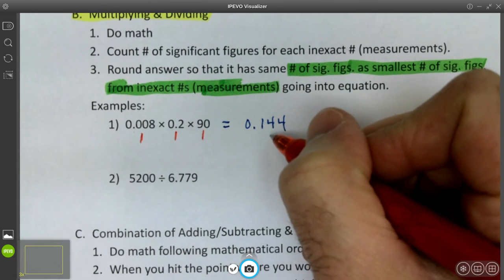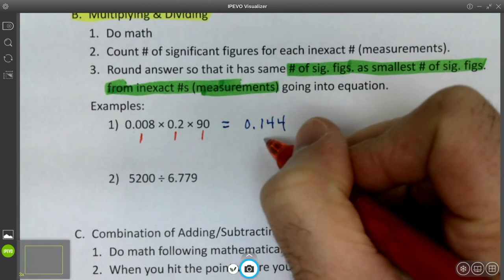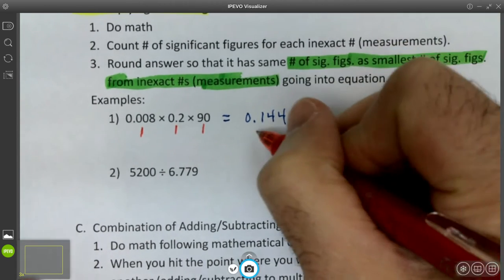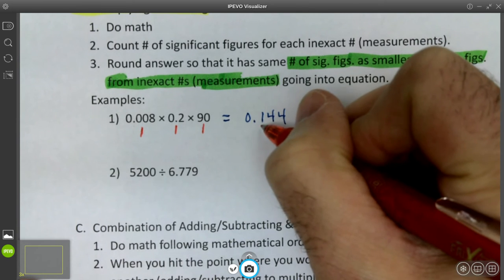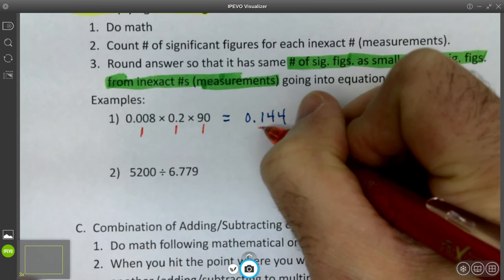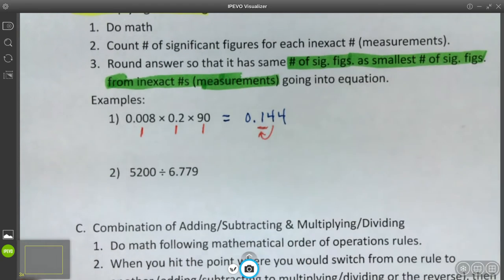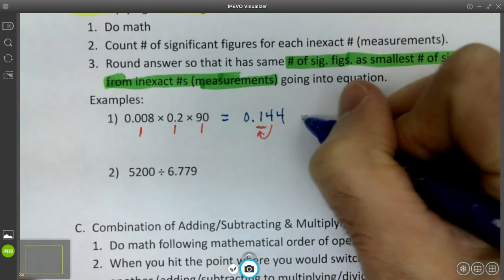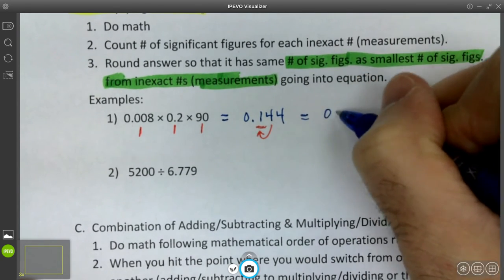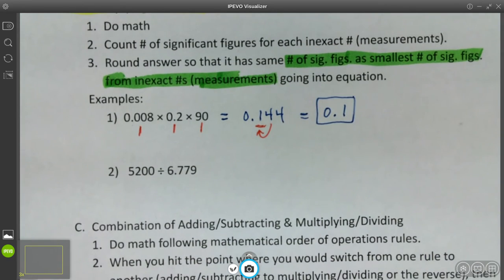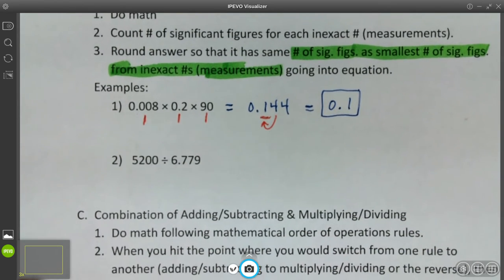You're always keeping the first ones from the left, no matter if it's a decimal or not, because it doesn't make sense otherwise. So our first significant figure is a 1, so we keep that. We only want 1, so we look here. Does that round it up? No, because it's a 4. So we get a final answer of just 0.1, 1 significant figure.